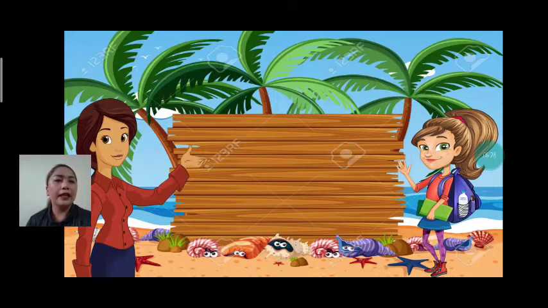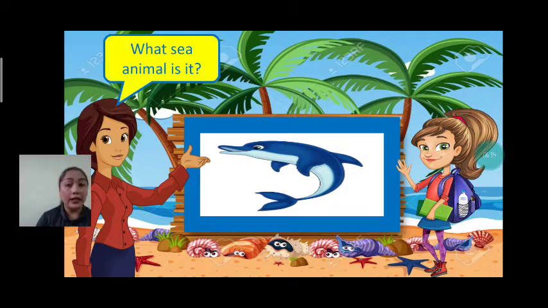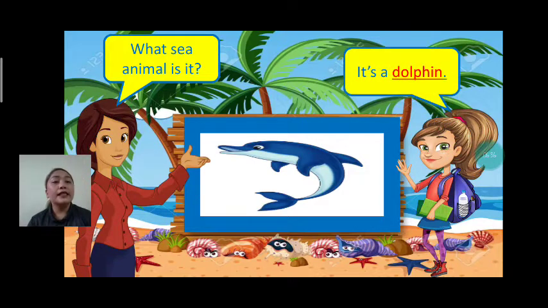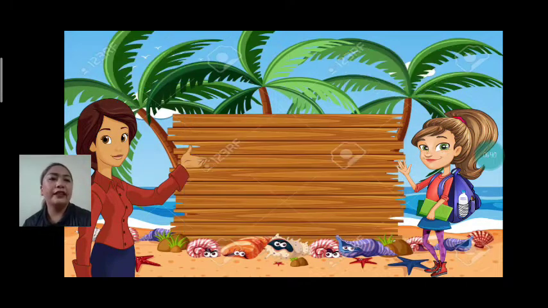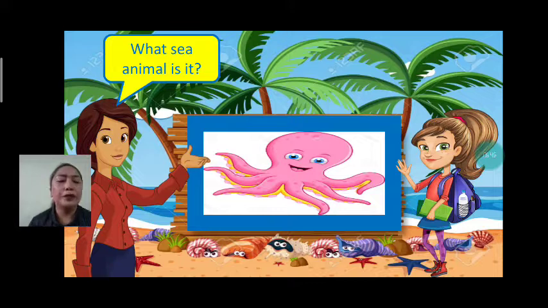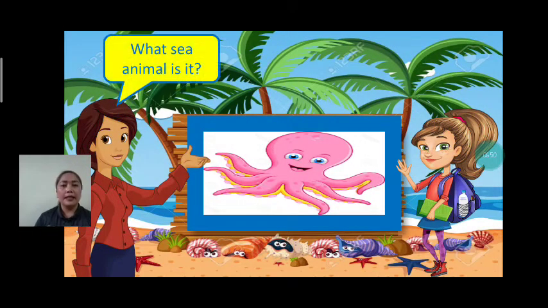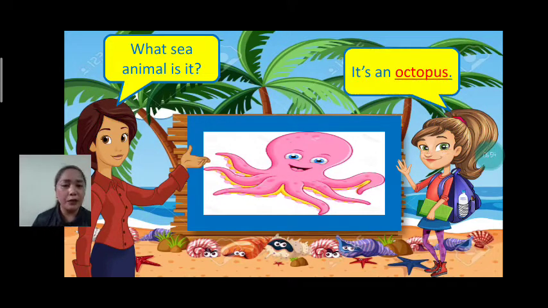Good job. Okay, next. Dolphin. Everybody, dolphin. What sea animal is it? It's a dolphin. Again, it's a dolphin. Very good. Okay, next. What sea animal is it, everybody? Octopus. Again, octopus. What sea animal is it? It's an octopus. One more time, it's an octopus.